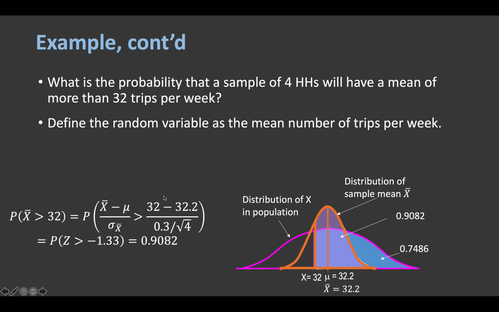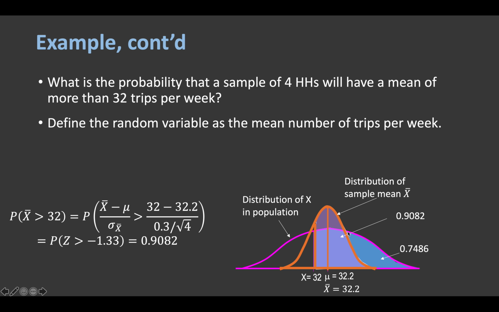Doing the calculation, we find that for the standard normal distribution, the z needs to be bigger than 1.33. Then going back to our table, we can find the result, which is 0.9082. That's our probability, right? And you can see that the two distributions are very much different.